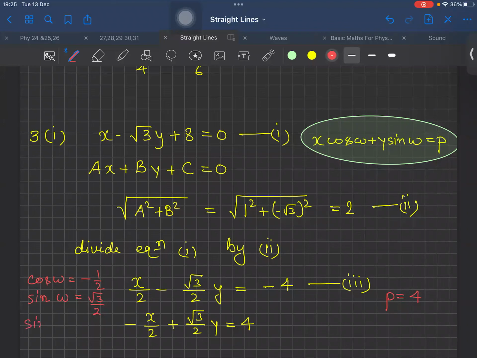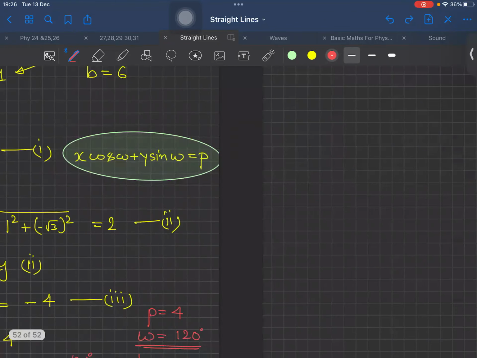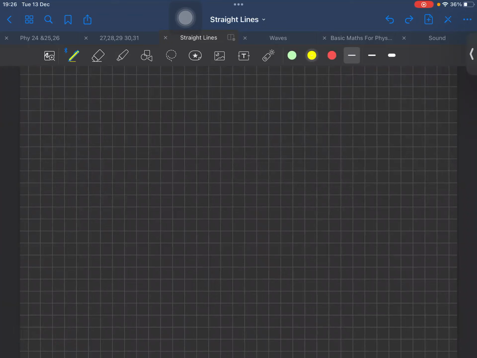Sin 60 is equal to sin of 180 minus 60. Remember? So that will be equal to sin 120. So sin 120 degrees is also equal to root 3/2, but cos 120 is how much? -1/2. So omega is equal to 120 degrees. Got it? See, the perpendicular distance you always need to have positive. So understood now this part? Okay. Now solve question number.